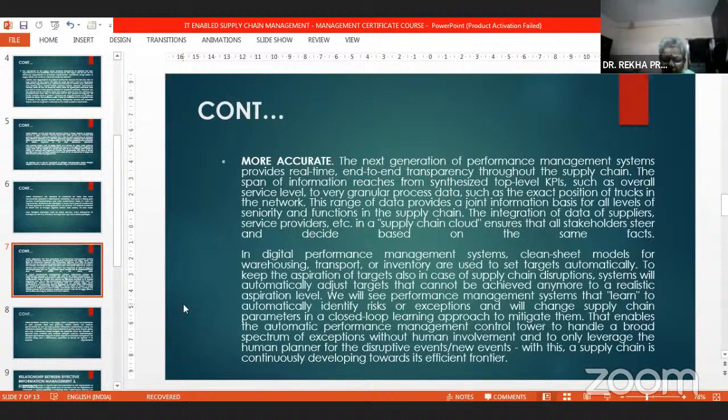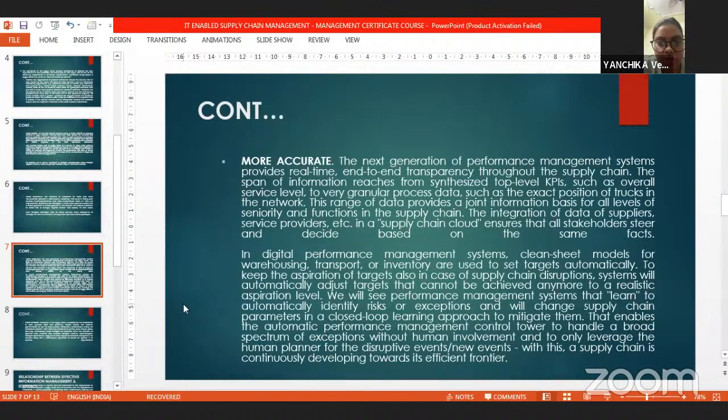This is with computerization, digitization. These are increasing. Such as across the overall network, this range of data provides a joint information basis for all levels of seniority and functions in the supply chain. The integration of data from suppliers, service providers, etc. in a supply chain cloud ensures that all the stakeholders act and decide based on the same facts.